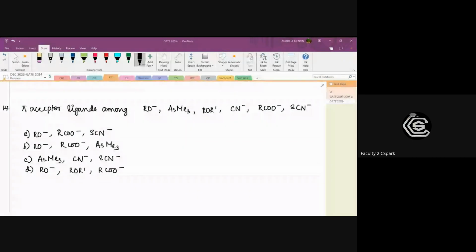Yes, which do you think is the correct option? Right. Of course, it is option C.